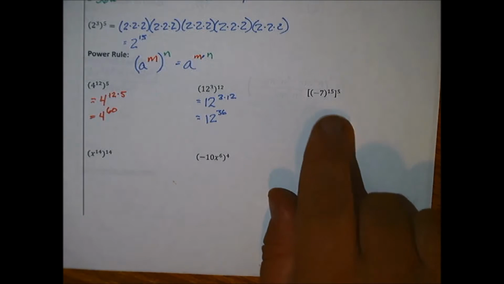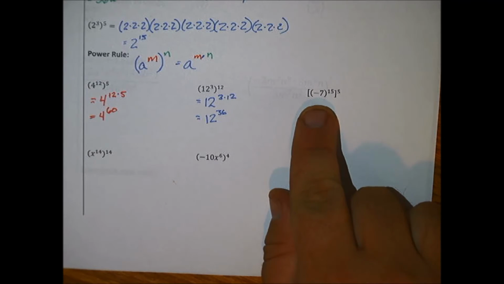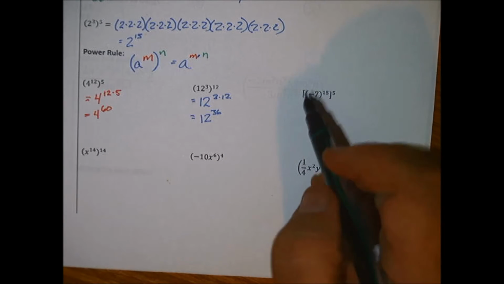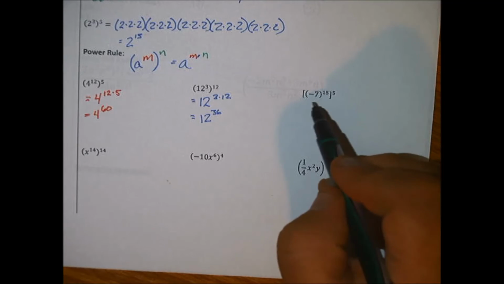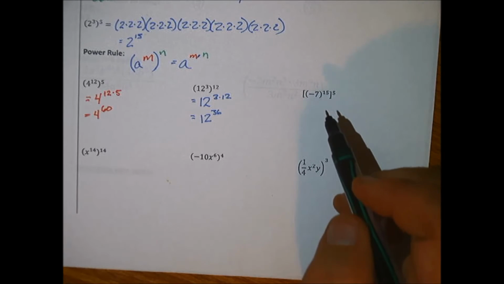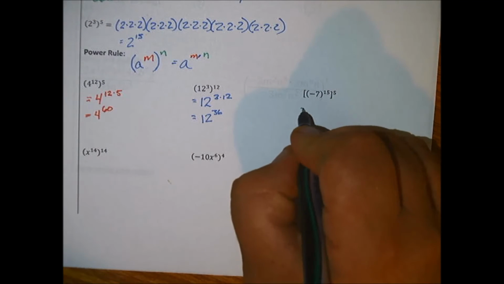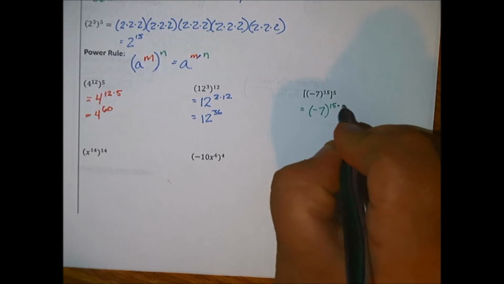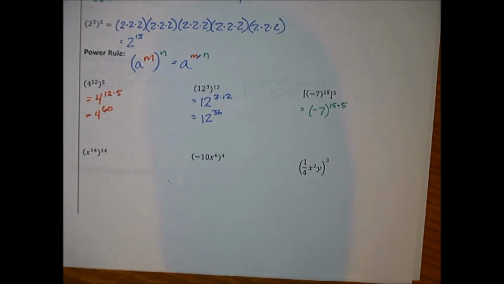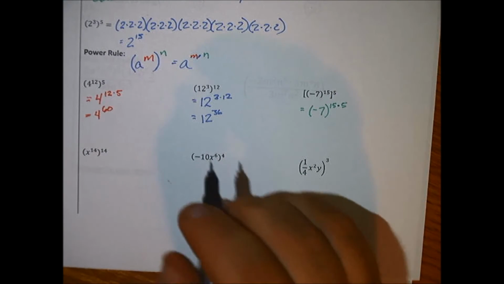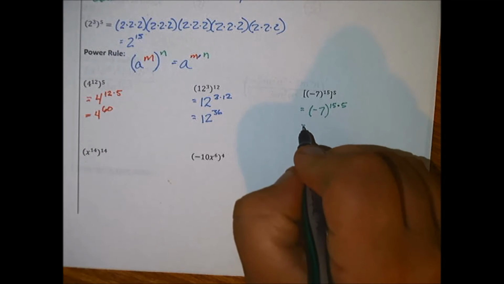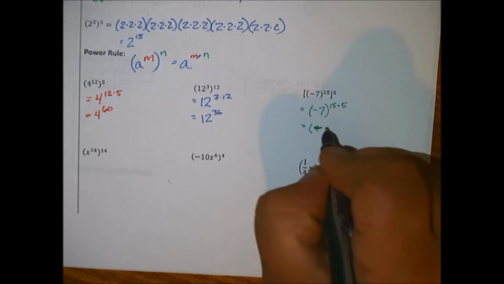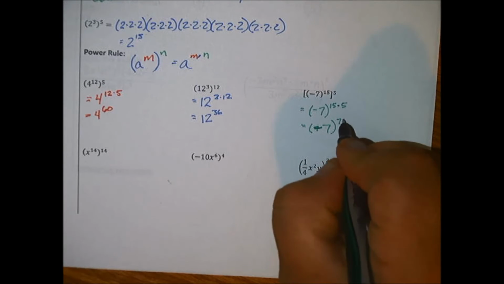All right, this one looks weird. It looks weird because there's a -7 that's being raised to a power, and we put negatives in parentheses. But then we need another set of parentheses. That's these square brackets. It looks tough, but it's really not. All we really have here is a -7 to the 15 times 5. And so what that's going to give us, if you got to use a calculator, feel free, is -7 to the 75th power.